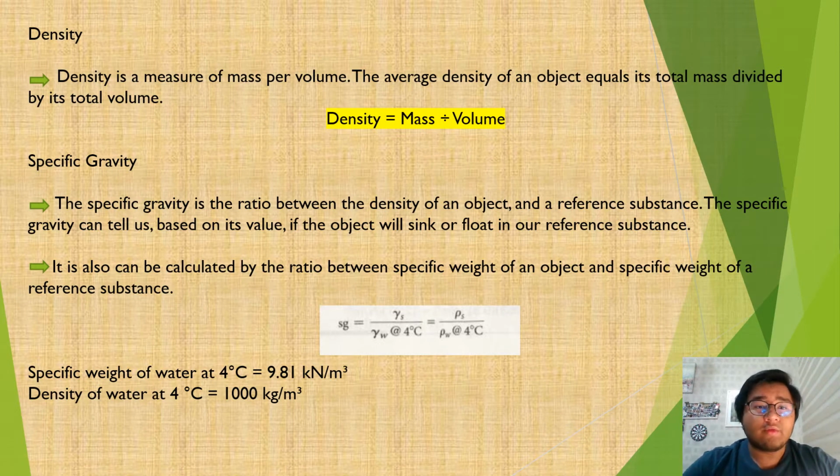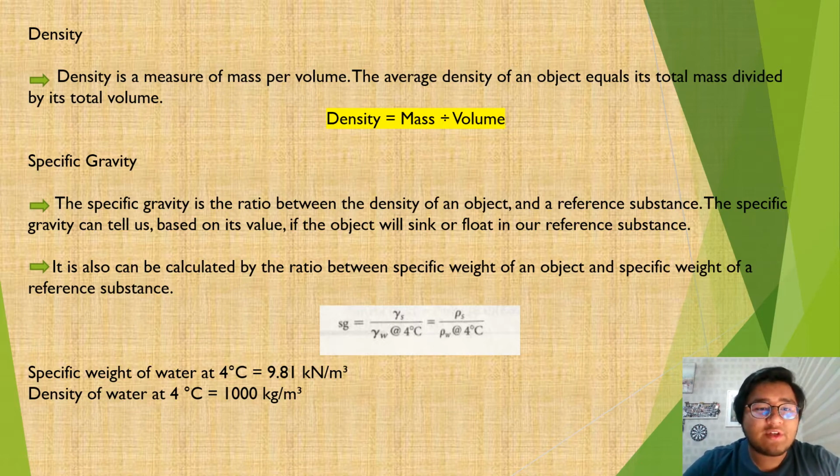So now we move on to density. Density is a measure of mass per volume. The average density of an object equals its total mass divided by its total volume. We can see the formula to find density, which is mass over volume. So it is a simple definition.